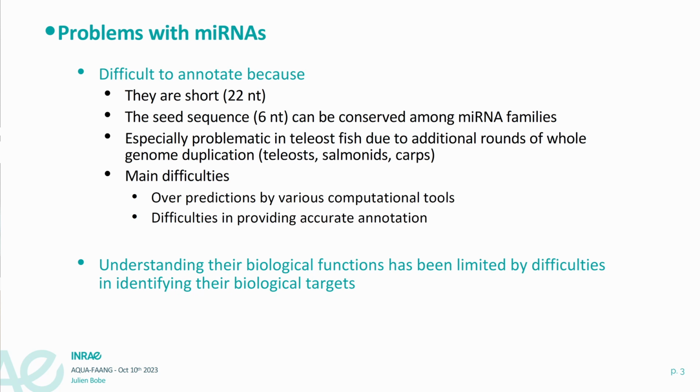This is due to the additional rounds of whole genome duplication, especially in all teleosts to start with, but then also in salmonids and carps. And we've been facing over the years many difficulties, such as an over-prediction of the number of microRNAs by several tools, and the difficulty in providing an accurate annotation due to those duplications.